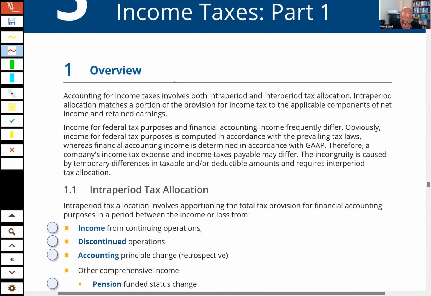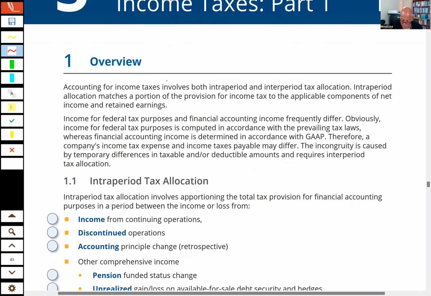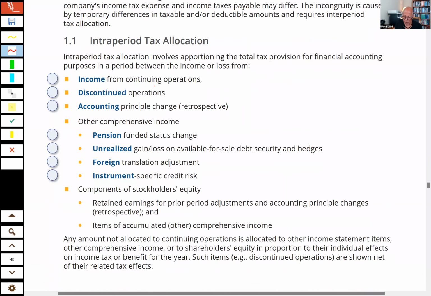Okay, good. Now we come over and basically we're talking about intra-period tax allocation, which is a little annoying, really, in that we report our income from continuing operations. Okay, and we report income from continuing operations is what? We have operating income, right? Operating items. Then we have what? Non-operating items. Then we have tax, and that gives us our net income.